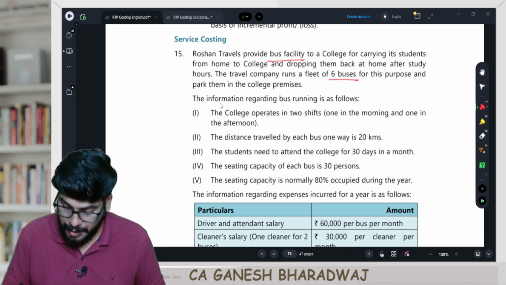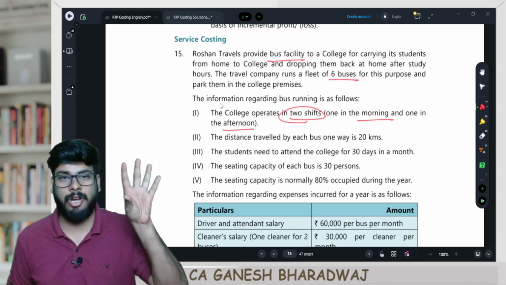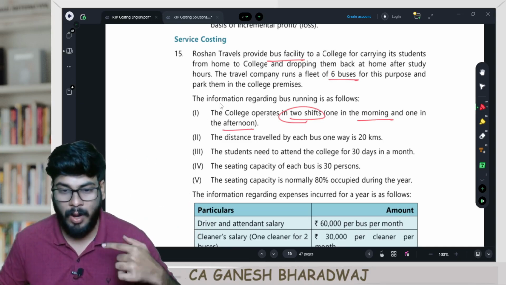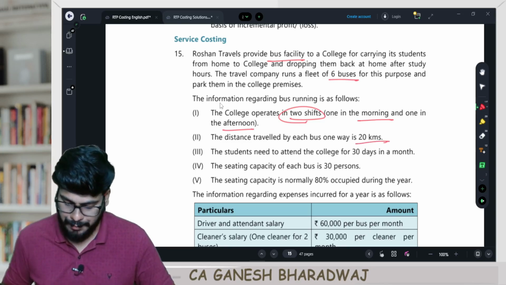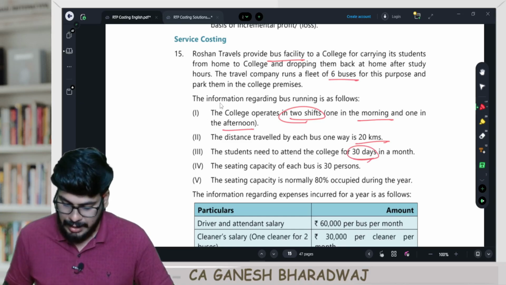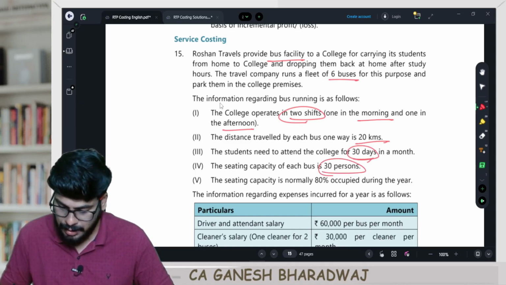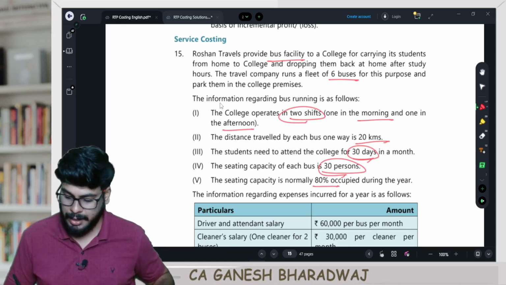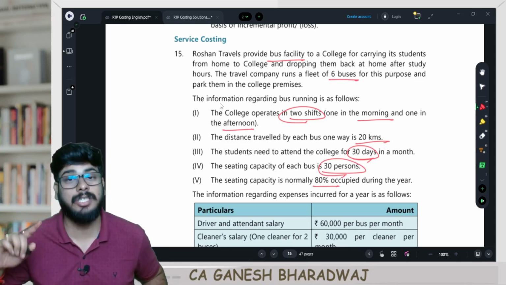The college operates in 2 shifts, one in morning and one in the afternoon, right? So morning college and afternoon college is there. The distance traveled by each bus one way is 20 kilometers. Students need to attend the college for 30 days in a month. The seating capacity of each bus is 30 persons and the seating capacity is normally 80%. That is 80% is occupancy.